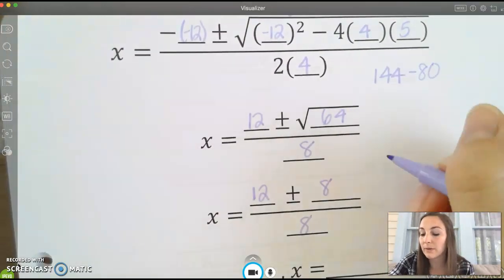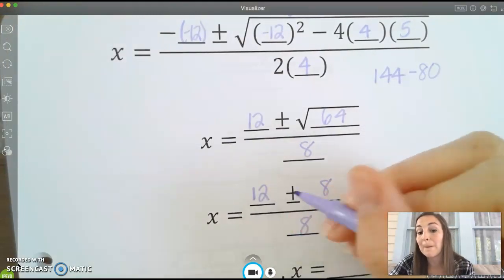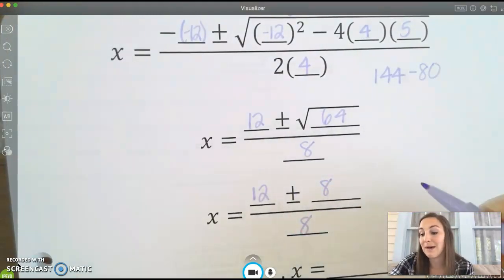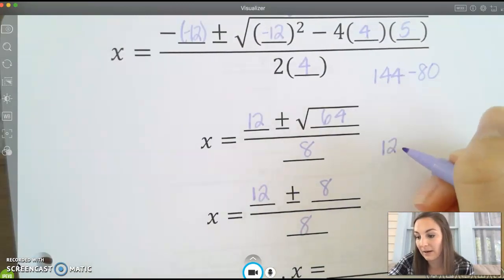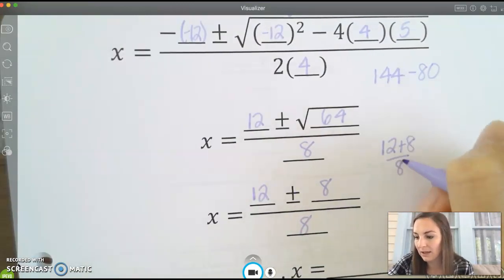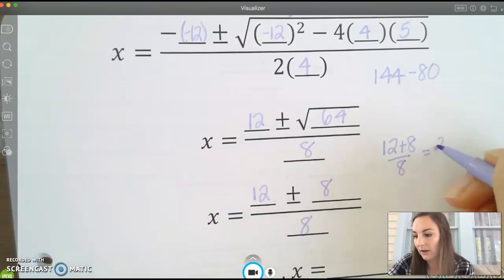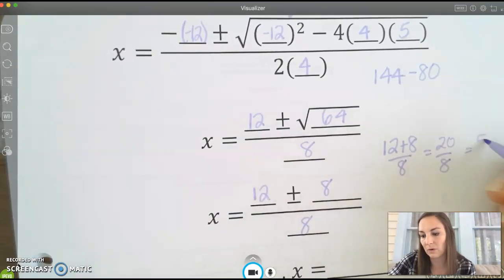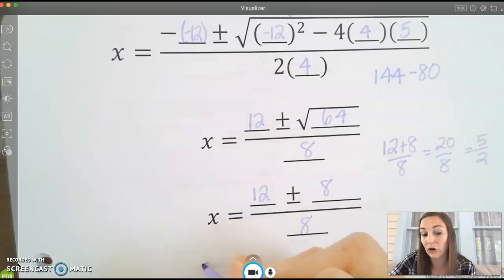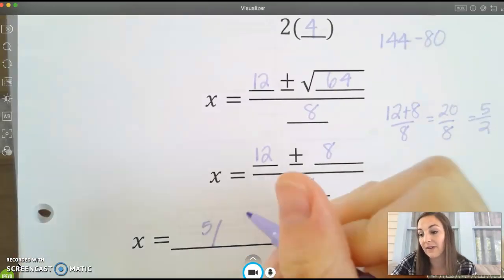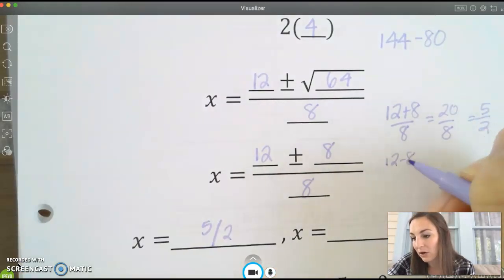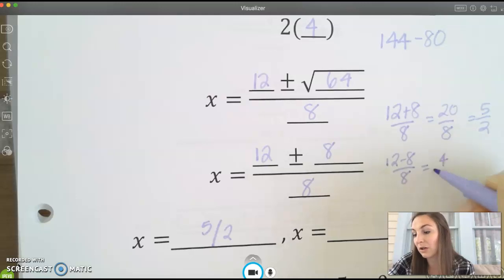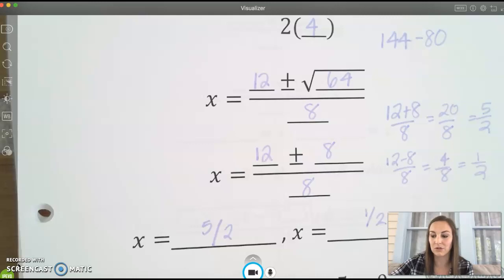So then I have two different equations, right? Because I have to do 12 plus 8 divided by 8 and 12 minus 8 divided by 8. Remember, this is two answers here. So 12 plus 8 divided by 8 gives me 20 over 8, which is 5 halves. So one of my x values, one of the places where I cross the x-axis, is at 5 halves. And the other one is 12 minus 8 divided by 8, which equals 4 over 8, which equals 1 half. So my other place I cross is at 1 half. So those are my two solutions.